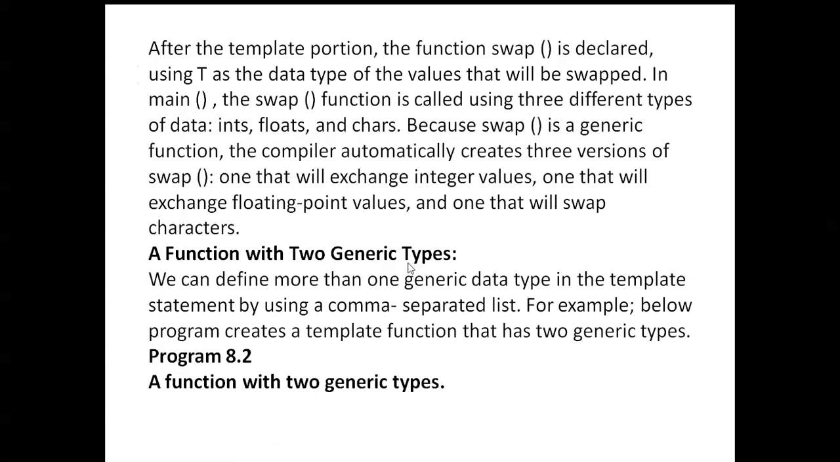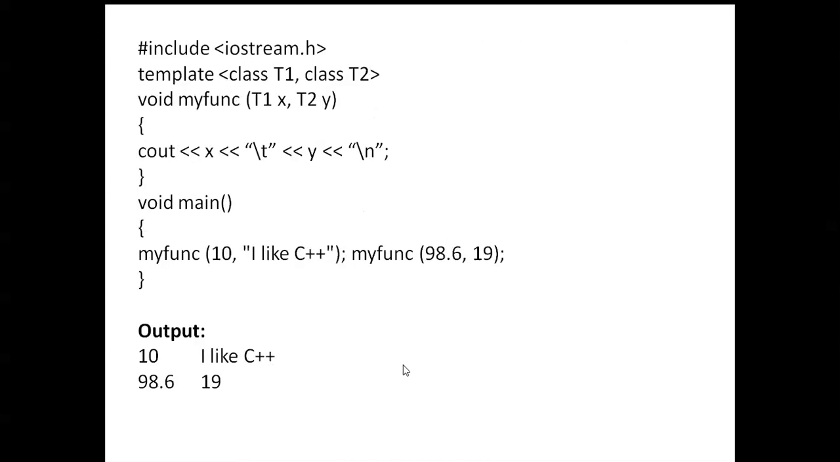Here is a function with two generic types. Two generic types means you can use two different types inside that function. Those two generic types you can see here: T1 x, T2 y. Void main, myfunction(10, "I like C++"), myfunction(98.6, ...).